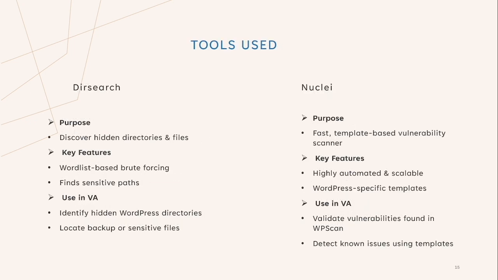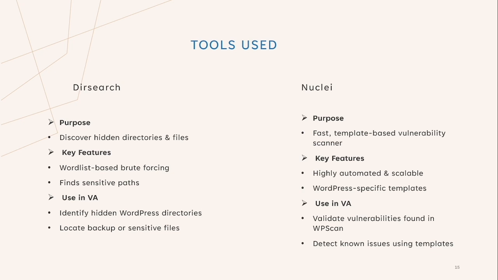And next tools, Dirsearch and Nuclei. Dirsearch is mainly used to discover hidden directories and files in a website. It works using a WordPress wordlist to brute force URLs and find sensitive paths that are not publicly linked. For example, it can help us discover backup files, admin panels, or hidden directories that an attacker might exploit. In our vulnerability assessment, Dirsearch helped us identify hidden vulnerabilities in WordPress directories and locate sensitive or backup files that could expose critical data, which leads to sensitive information disclosure.